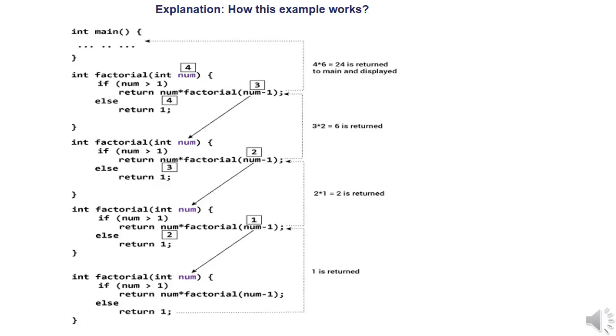So the value 2 is assigned to the formal parameter num. Then it will again check 2 is greater than 1. Again the same condition is true. It will return 2 into factorial of number minus 1, that is 2 minus 1 is 1. So again it will call itself. So the function is again called by passing the value 1.